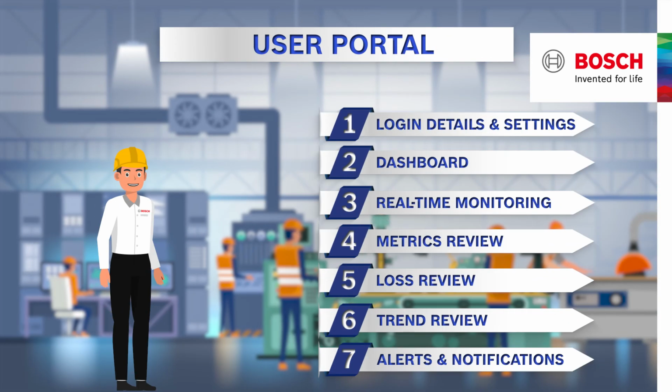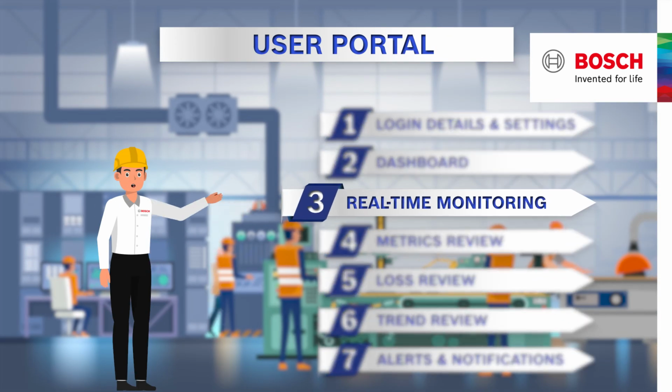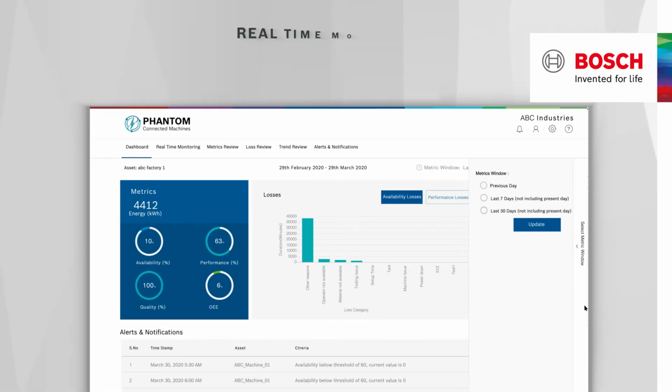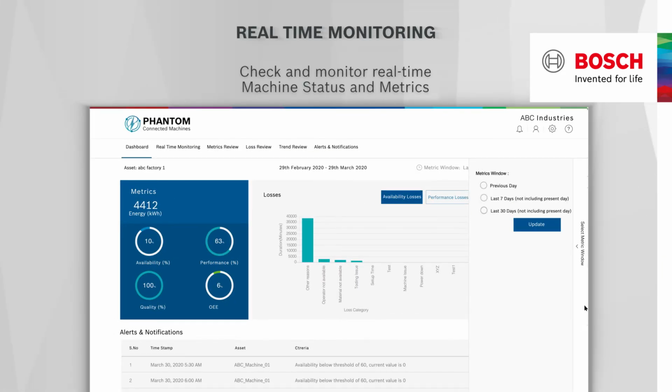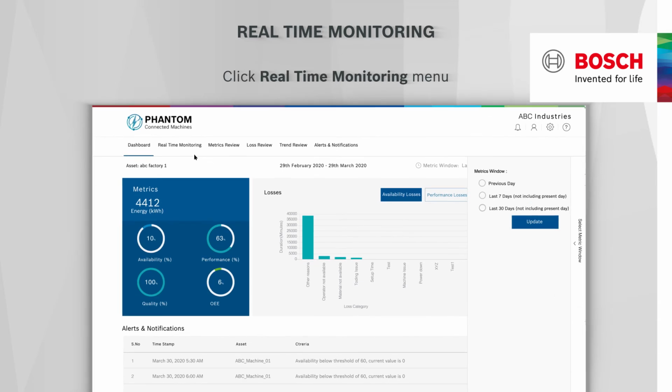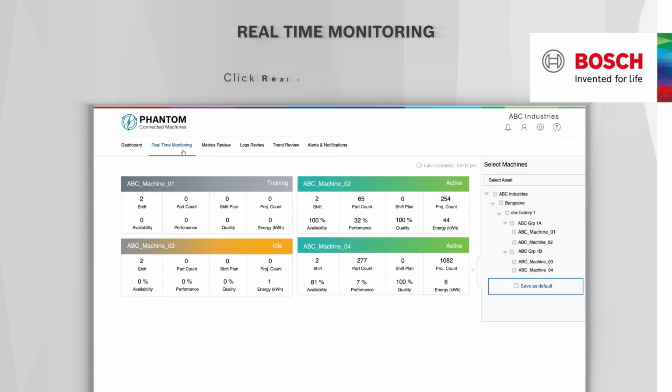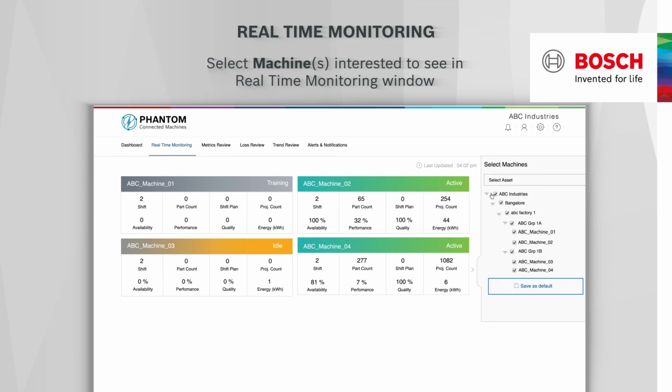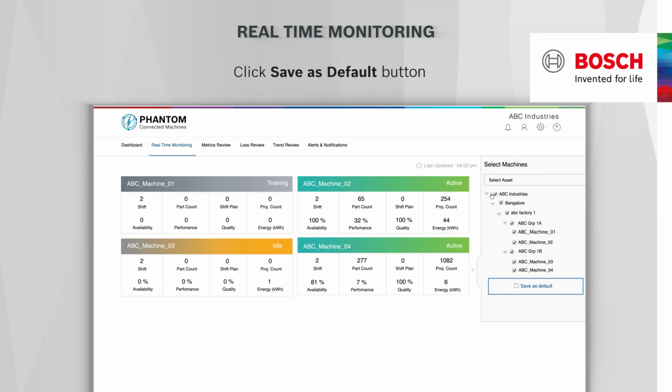That's all about dashboard. Now let us have a look into the real-time monitoring. Helps to check and monitor real-time machine status and metrics. Click Real-Time Monitoring menu. Select the machines you are interested in to see in real-time monitoring window. Click Save as Default button. This will store your settings.